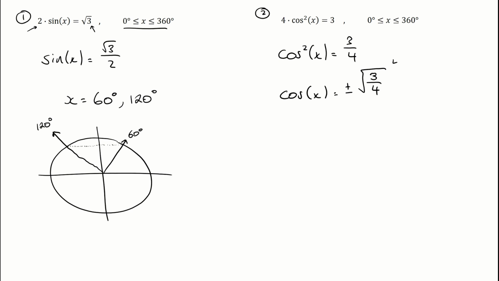Now if I have a look at this in more detail, I can write that as the square root of 3 divided by the square root of 4, which is just the square root of 3 over 2. So cosine of x here can be the positive or the negative of the square root of 3 over 2. Now, where is it equal to positive square root of 3 over 2? Well, we know as an exact value that happens when x is equal to 30 degrees.